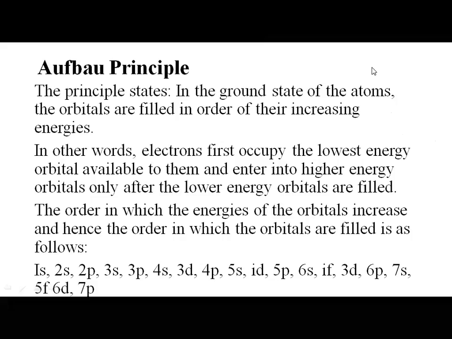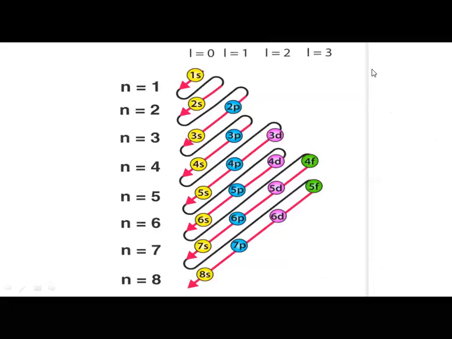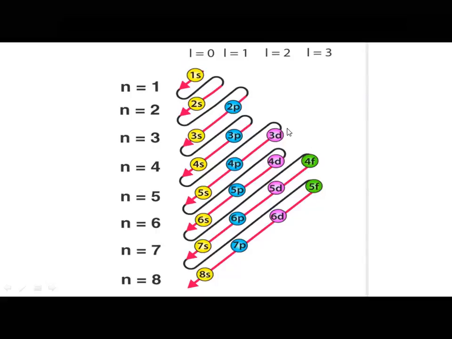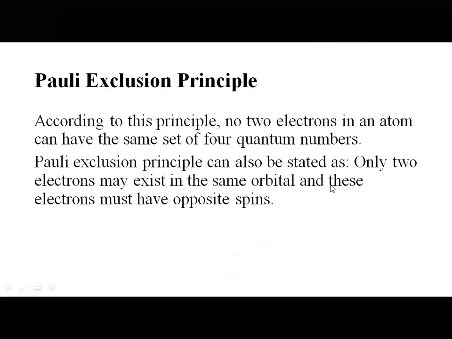Further, on how to fill the electrons, you need not calculate the n plus l rule for all of them. You just have to remember this particular format: 1s, then 2s, 2p, 3s, 3p, 4s, 3d, 4p, 5s, 4d, 5p, 6s, and so on. This is how we fill the electrons in the order of increasing energies.